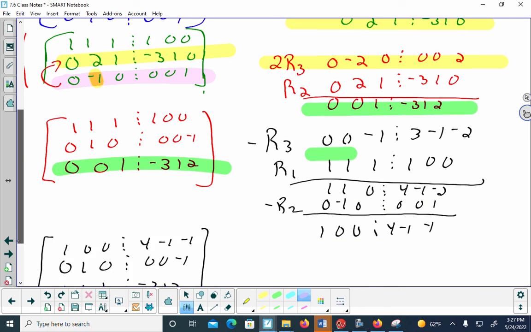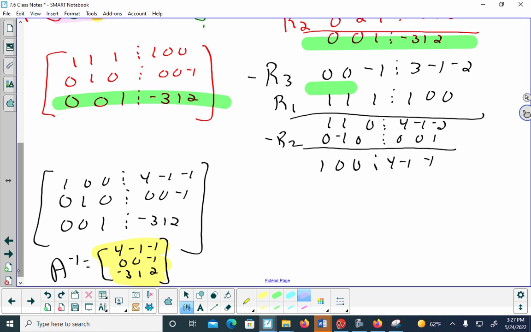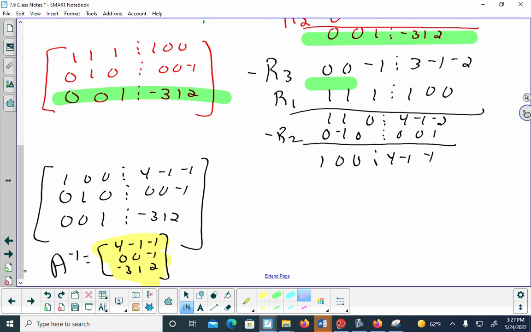And then I took the opposite of row 3, added to row 1, took the opposite of row 2, added to 1, and then there's my answer. Check on the calculator by raising the original to negative 1.